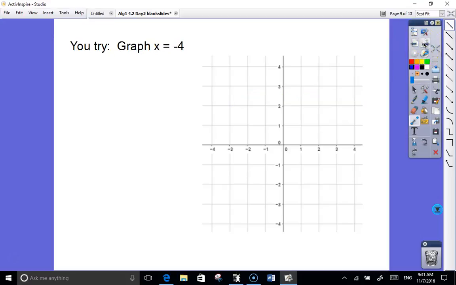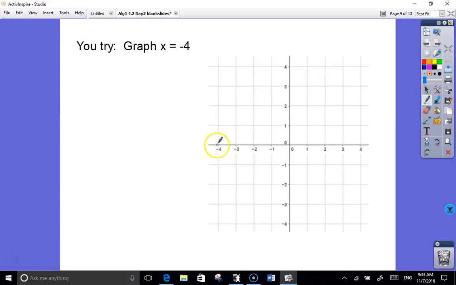Okay, try this one. Graph x equals -4. And you don't have an x equals button on the calculator. Okay, what kind of a line is it? X equals. It's a vertical line, right? I can see now we're going to have a non-calculator portion of this next test. So what's the one point you know it's going to go through? The x-intercept of -4, right? So right there. So I'm going to draw my line.